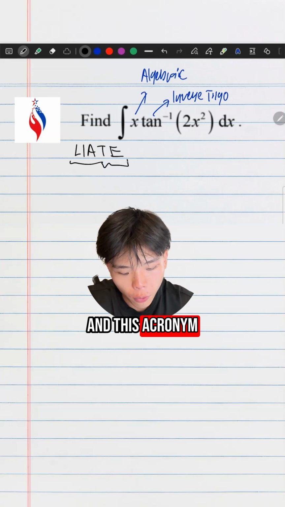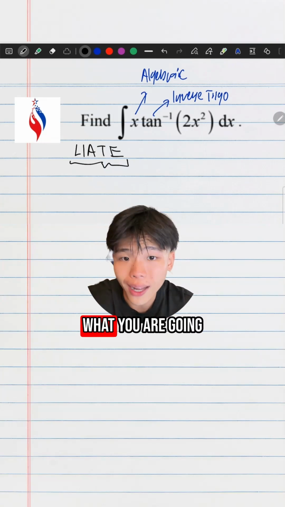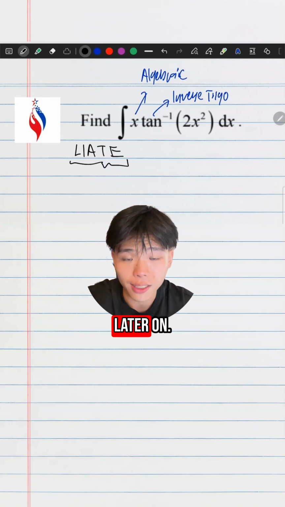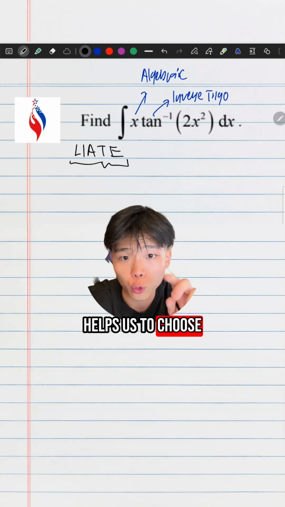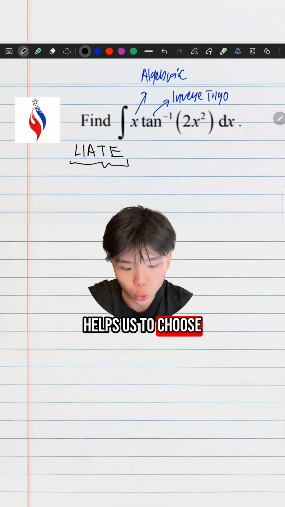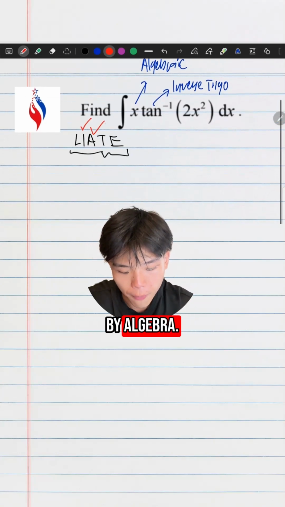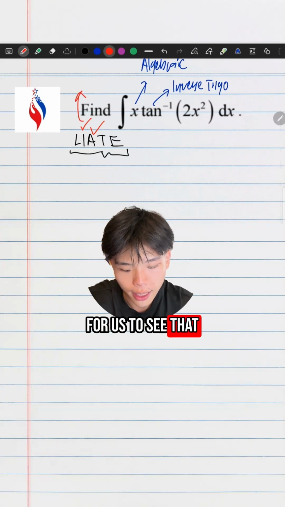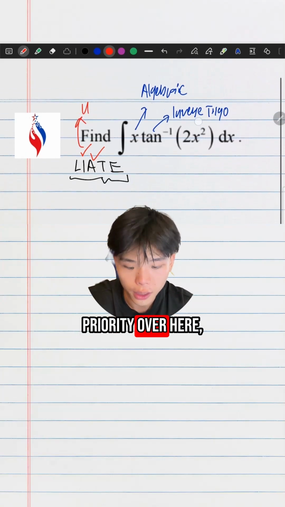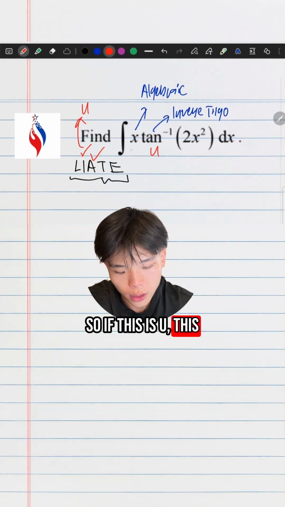And this acronym allows you to prioritize what you are going to differentiate later on. So this essentially helps us to choose the u. Out of u and v, it helps us to choose u. We can see over here that inverse trigo comes first, followed by algebra. So it's very clear that inverse trigo has the priority, which is u. So if this is u, this will be v prime.